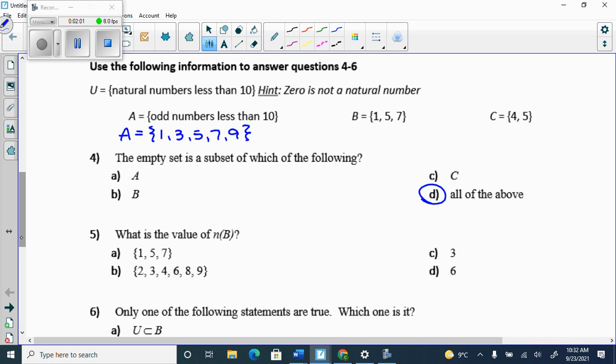What is the value of n of B? So they can either give you n of B like this, or they can say the number of elements in B. Do I want what's in B listed? No, I want how many in B there are, right? So the number of elements in B is how many? 3. So we pick C, we don't pick A, right? A would be listing the elements, and I want the number of them.